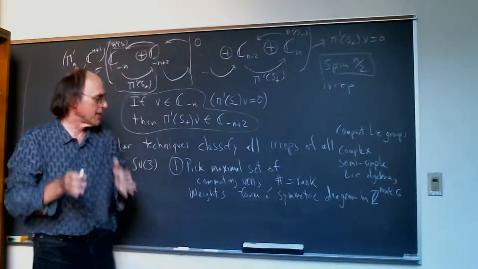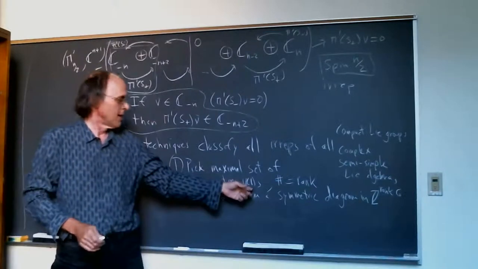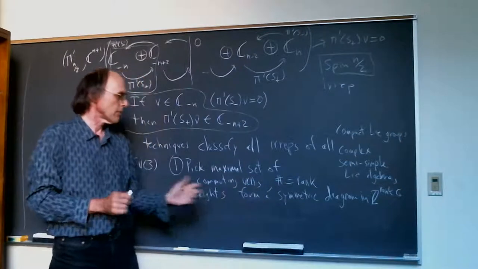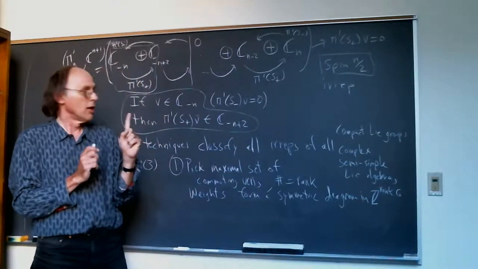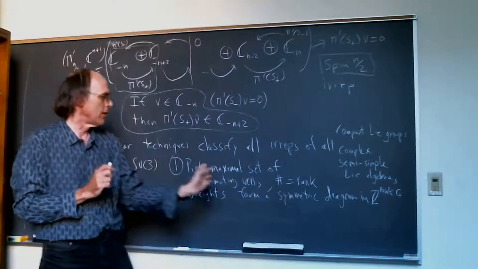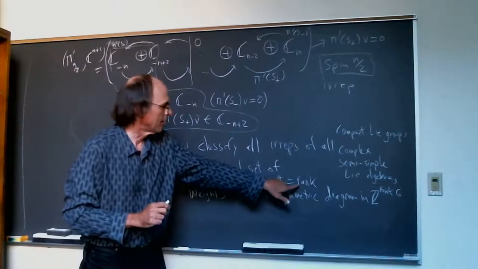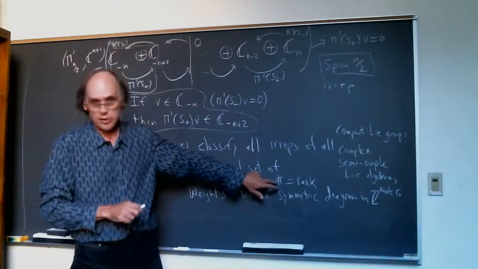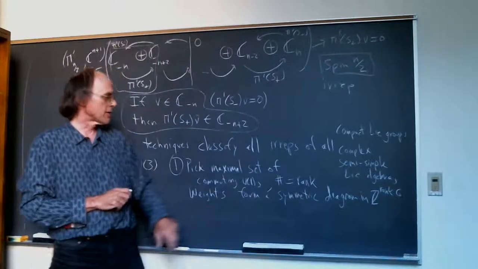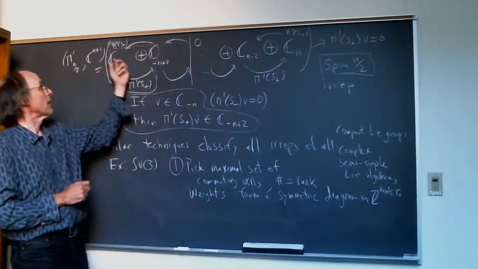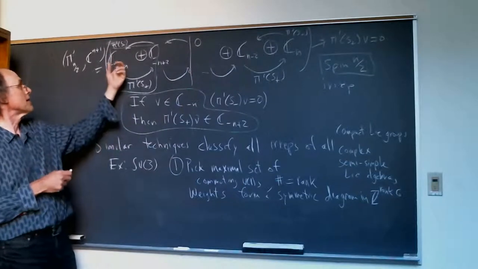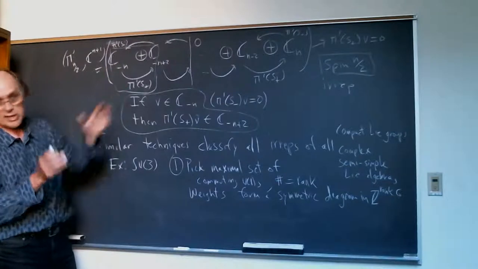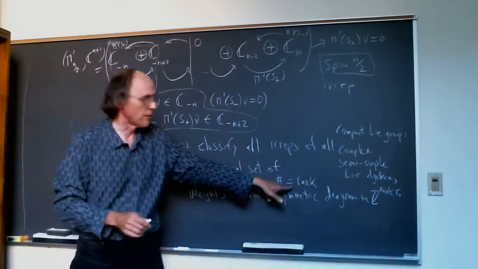If you get a representation and ask how does it restrict to these U1s, you're going to get not just one integer, you're going to get sets of integers. They're going to be characterized by sets of integers of this number, not just one integer. They don't just break up into one-dimensional state subspaces, they break up into things characterized by more integers corresponding to the bigger rank.